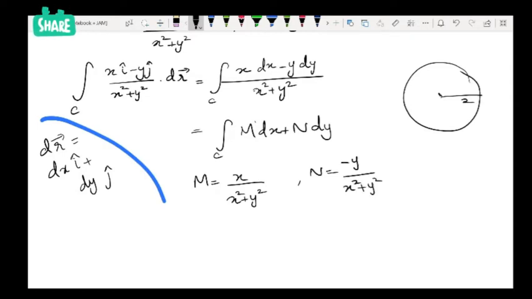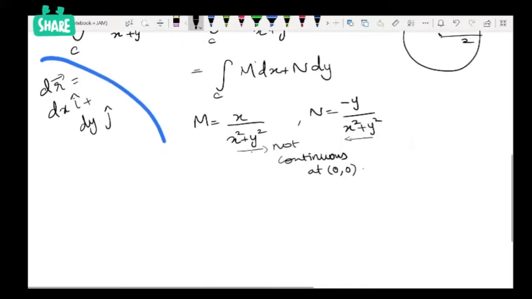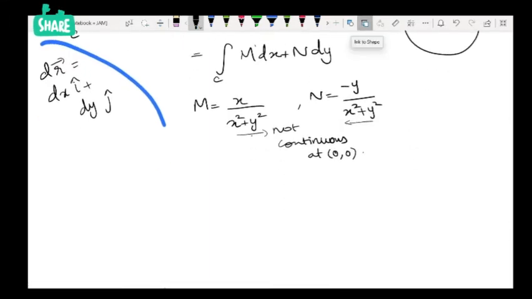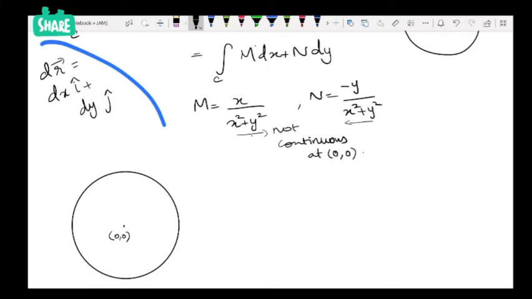Since M and N have the denominator x square plus y square, they are not continuous at (0, 0). So this implies that we cannot apply Green's theorem on the whole C. We need to remove the point where it is not continuous. So I'm going to remove (0, 0) by making a small hole in the middle, and I'm going to connect that to the end of the circle.